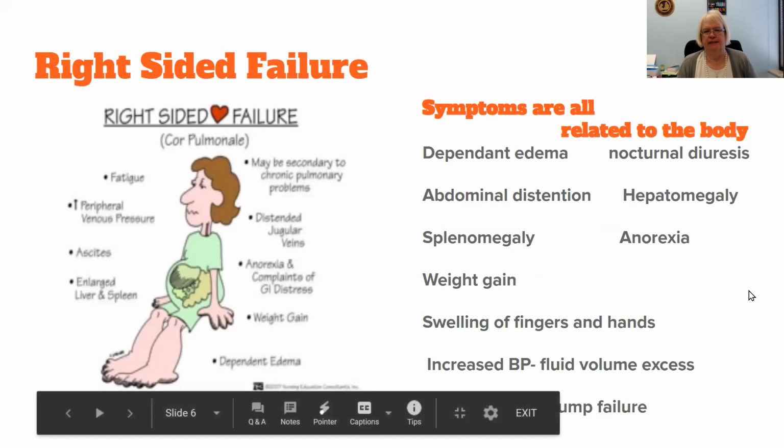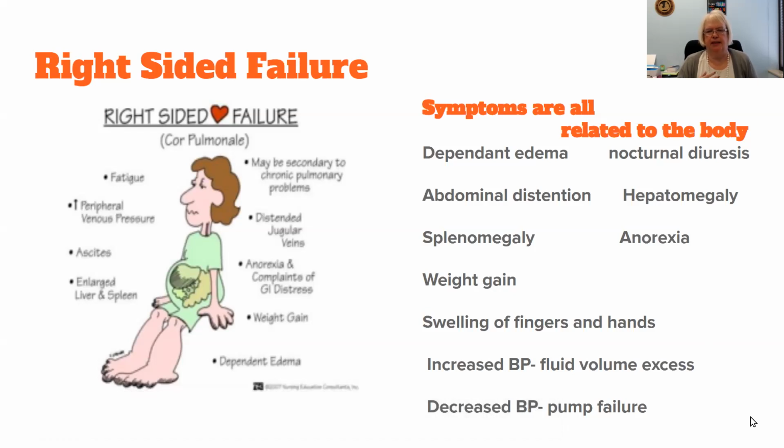Now, we need to talk about if they have increased BP, that would be the fluid volume excess, and for decreased BP, that's the pump failure, okay? So if they have increased fluid, they have fluid volume excess, their blood pressure is going to go up. If it's decreased, if the blood pressure has gone down, the pump is failing.